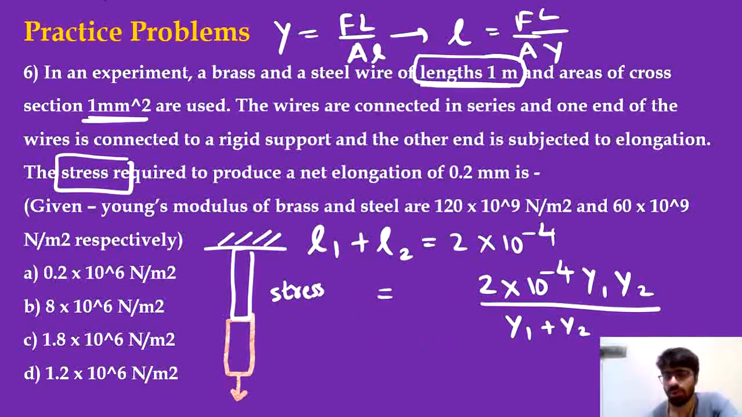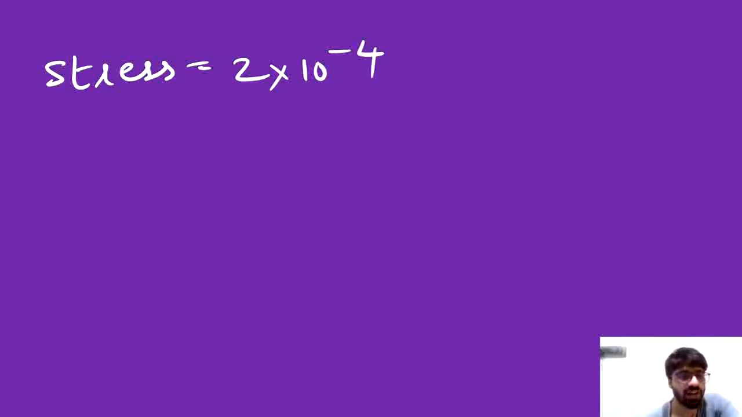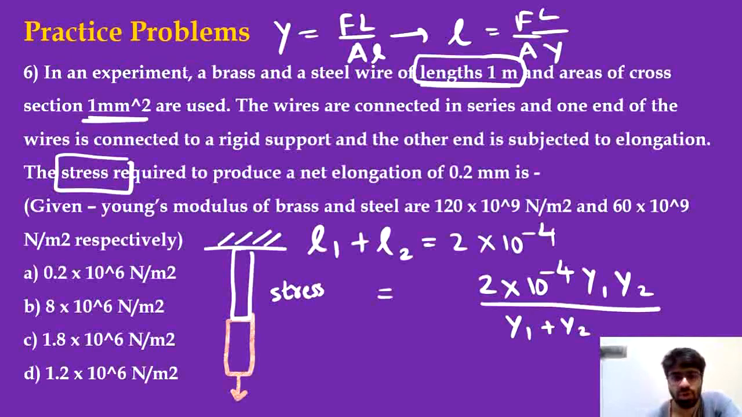Okay. So to compute that, let us substitute Y1 and Y2. Let's write it on a different page. So we have stress as 2 into 10 to the power minus 4 into Y1 Y2 upon Y1 plus Y2. So Y1 is what? Y1 is 120 into 10 to the power 9 and Y2 is 60 into 10 to the power 9.